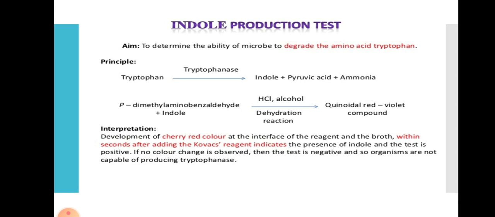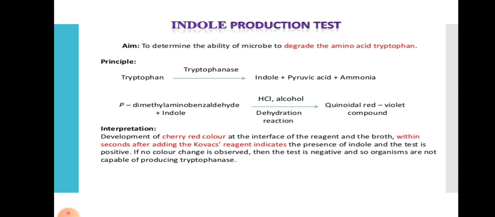Let's begin with the first test, Indole Test, which stands for I in IMViC. The aim is to determine the ability of a microbe to degrade the amino acid tryptophan. Principle: tryptophan, an essential amino acid, is oxidized by some bacteria by the enzyme tryptophanase, resulting in the formation of indole, pyruvic acid, and ammonia.